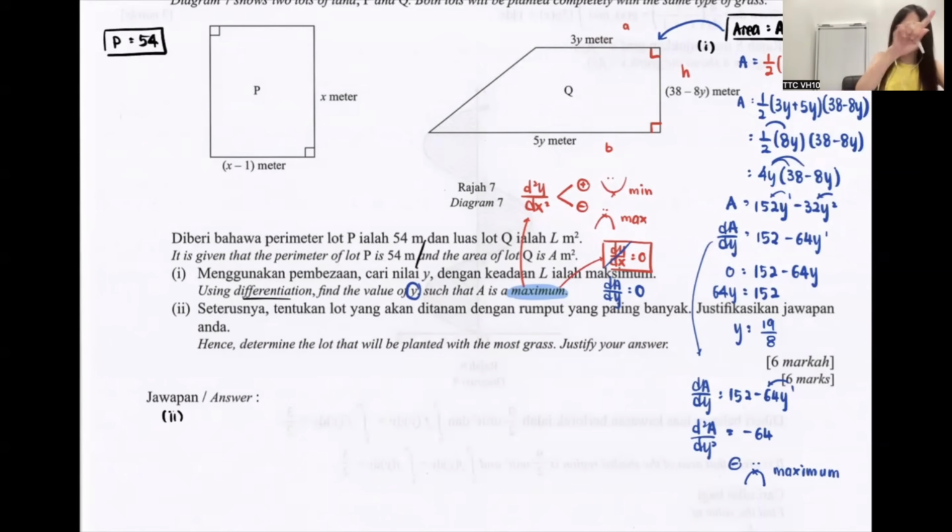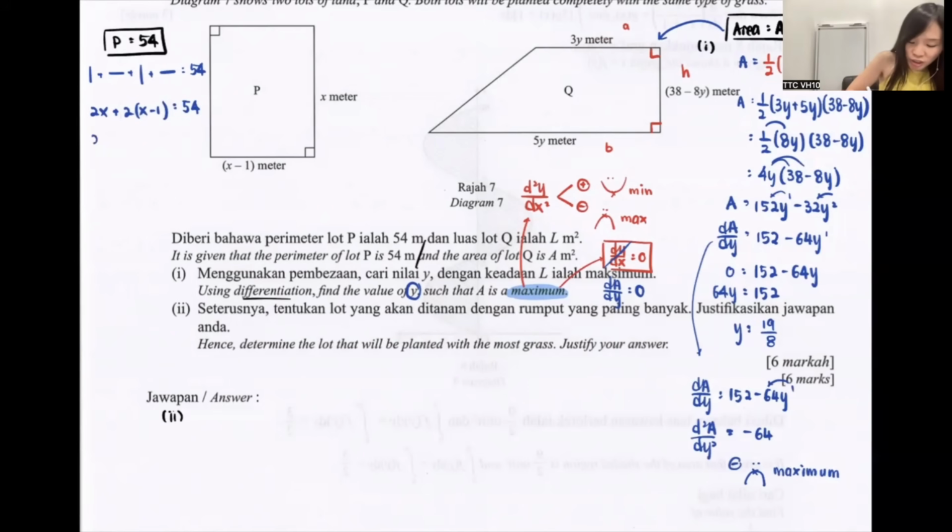So perimeter, isn't it the total side length added together? The total side length, isn't it this one plus this one plus this one plus this one? These 4 sides added together equal 54, correct? This vertical line got how many? 2. This horizontal line got how many? 2. So 2 vertical lines, 2 horizontal lines, isn't it equivalent to 54?